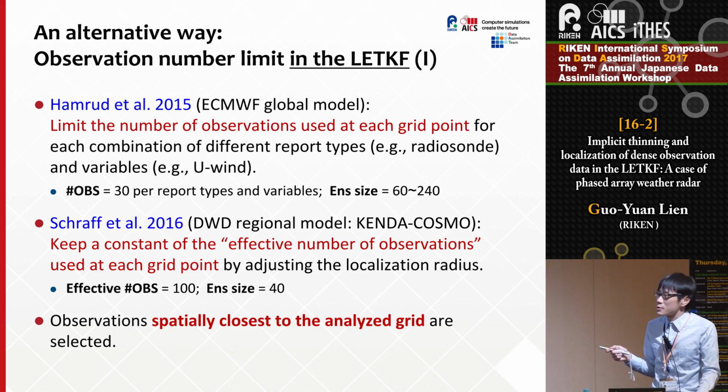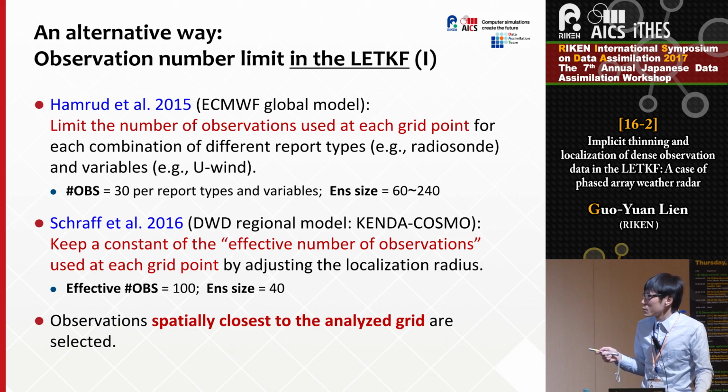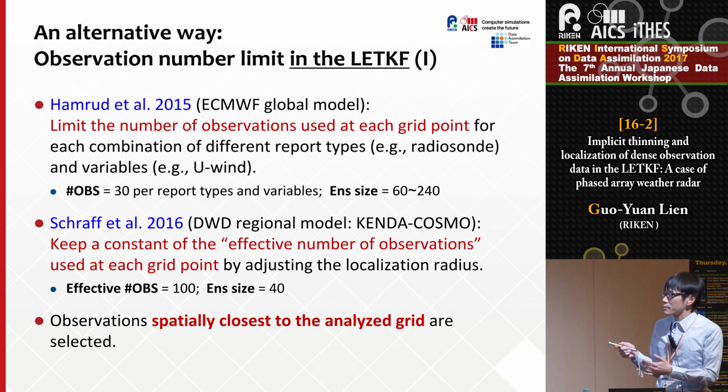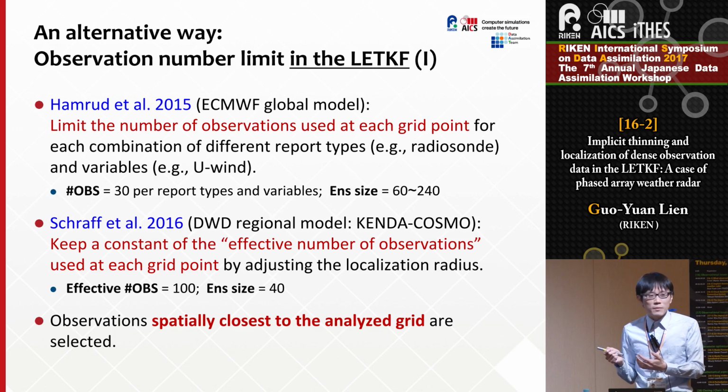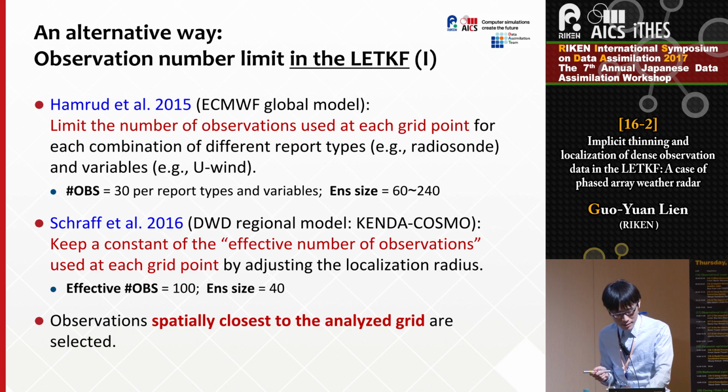And in the German weather service regional model, they keep a constant effective number of observations used at each grid point. There are some differences in the implementation, but the basic ideas are the same. What is the criterion to choose those limited numbers of observations for each grid? It is simply the distance to the analyzed grid. Observations spatially closest to the analyzed grid are selected.